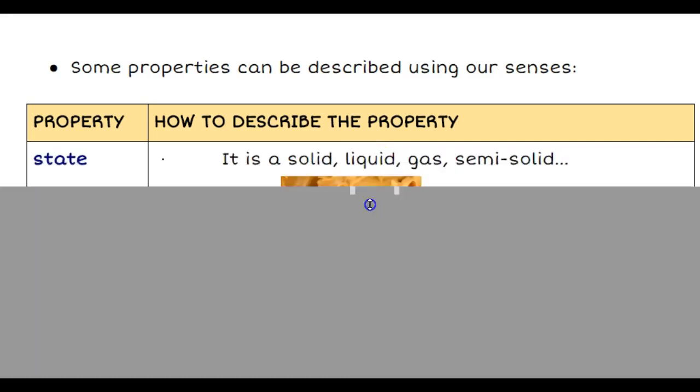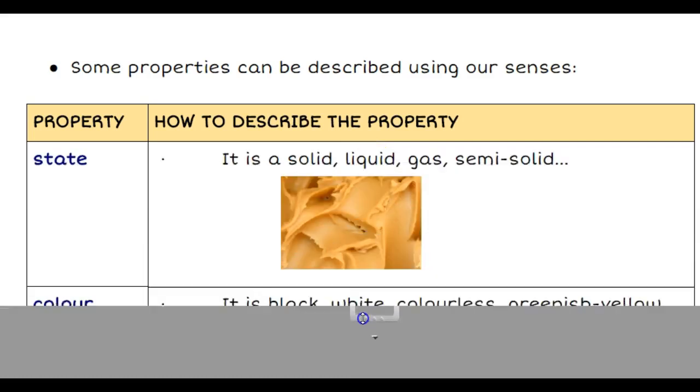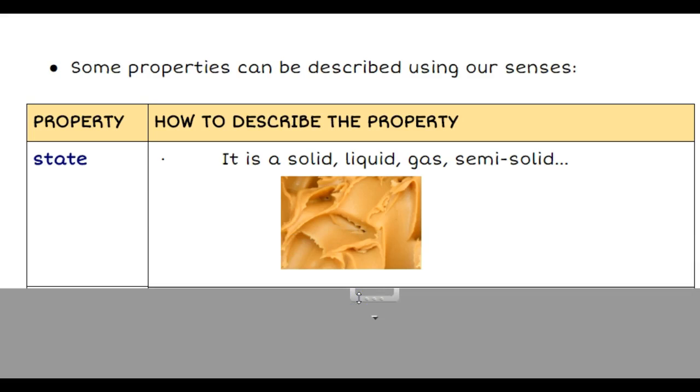So the first property that I want to talk about is state. The state of matter describes whether it's in the solid form, the liquid form, the gas form, or a semi-solid at a given temperature. Of course, we know that water could be in any of these states, depending on the temperature. So it's important when you're identifying the state of matter that you describe at what temperature you're measuring it. Some people will ask me, well, what is a semi-solid?